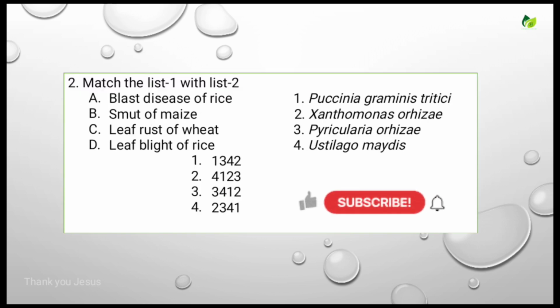So here two lists are given, so you have to match list 1 with list 2. So we have to match the disease with the causal organism or pathogen. The diseases given are blast disease of rice, smut of maize, leaf rust of wheat, leaf blight of rice. Pathogens given are Puccinia graminis tritici, Xanthomonas oryzae, Pyricularia oryzae, Ustilago maydis. So I'm going to match.